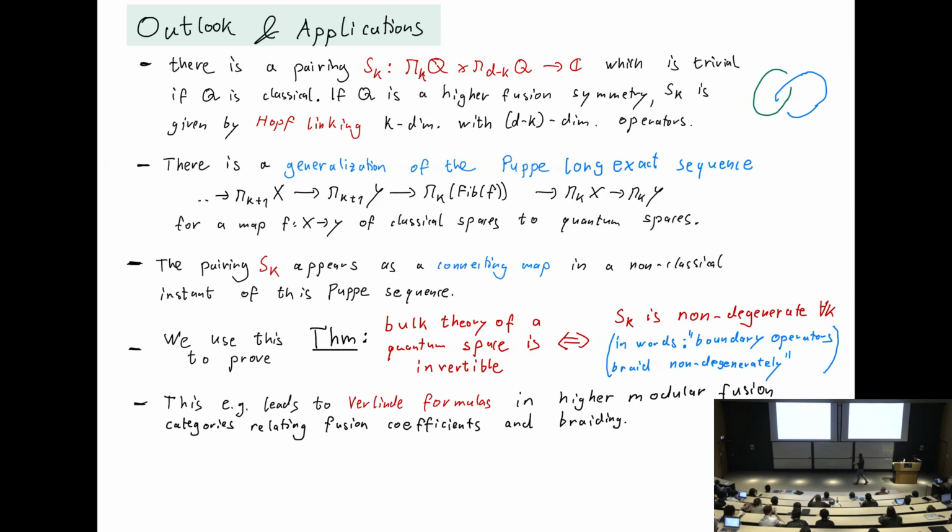And this leads to a bunch of cool stuff, like Verlinde formulas in higher modular fusion categories, which relate fusion coefficients and braidings. Already in these higher dimensions, this is not necessarily a square matrix. K doesn't need to be equal to D minus K, so this tells you that you can learn something about K-dimensional operators if you understand D minus K-dimensional operators, which is also very useful because usually lower dimensional operators are easier to understand than the higher dimensional ones. So you learn all sorts of things about these symmetries from that statement. Right, but at the heart of it is this idea that these things are really groups or Hopf algebras in lower dimensions. Right, and so that's the end of my talk. Thank you for your attention.